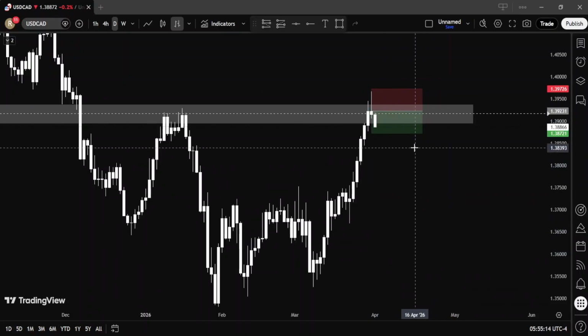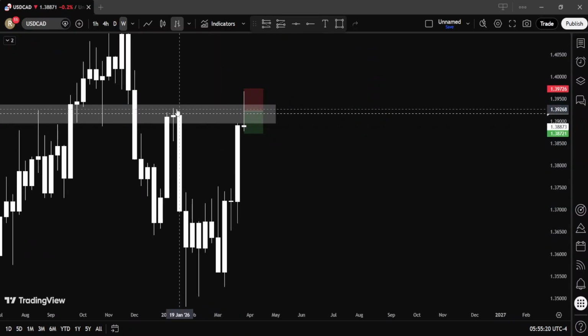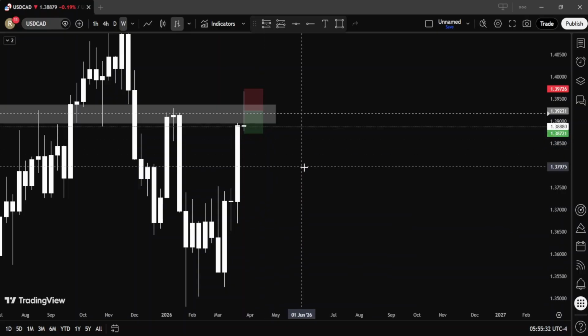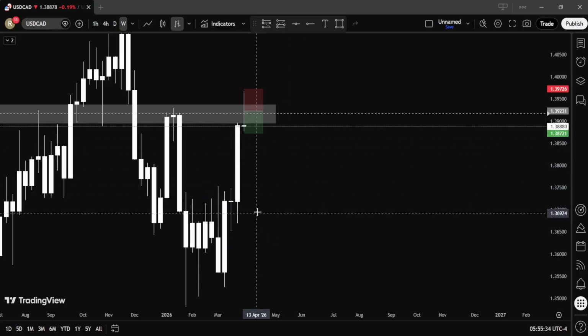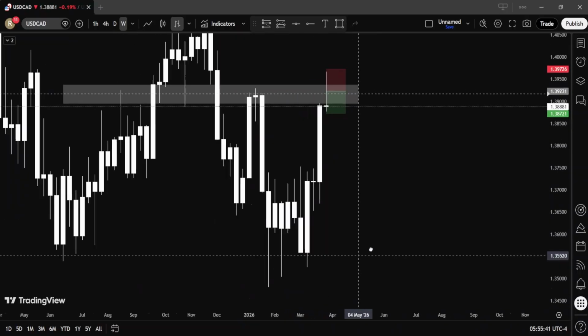But yeah, that's basically it. I want to show you on the weekly as well. This is a big reaction on the weekly, which means that this analysis is even stronger. This is a very little move for it to come back to my profit target. And like I said, it could have hit the stop loss. It didn't.